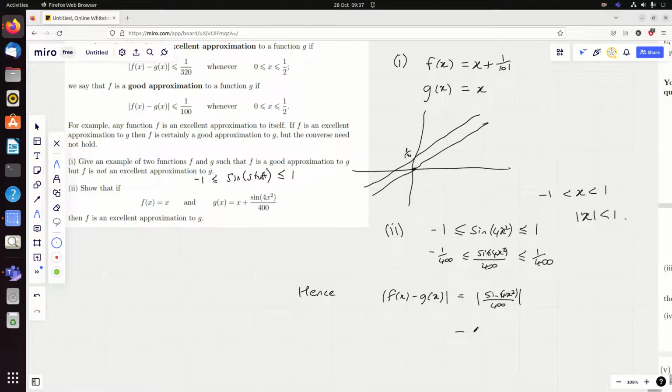We're essentially saying that this is definitely less than or equal to 1 over 400. That's by the reverse of going from here to here, going from the modulus back to the inequality. We've already shown that that's the case. Hence f of x, and hence f, is an excellent approximation. I suppose I should point out that that is less than, not or equal to, but less than 1 over 320. Hence f is an excellent approximation to g.